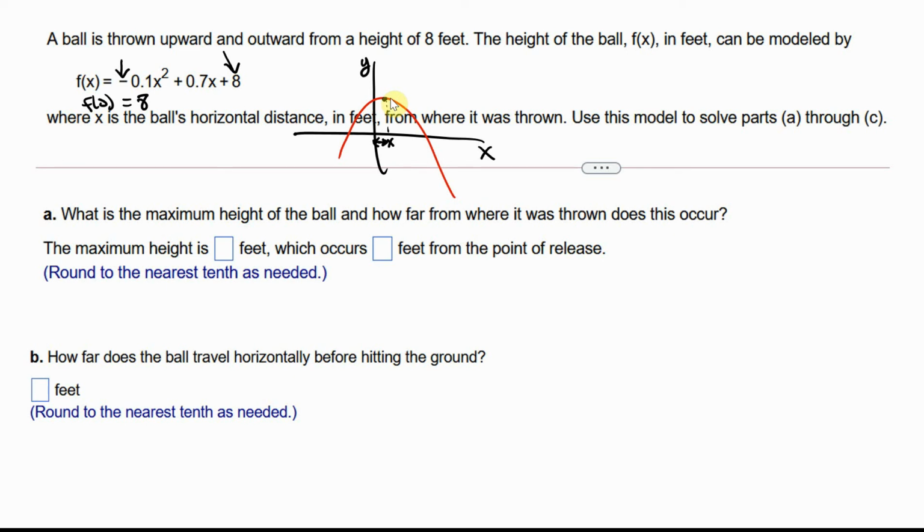So what we do here, since these values 0.1, 0.8, those are decimals, I'm going to use that formula, x is equal to negative b over 2a. Can't complete the square on decimals. So let's see, a is negative 0.1, b is 0.7, and c is 8. So I get negative b, 0.7, all over 2 times negative 0.1.